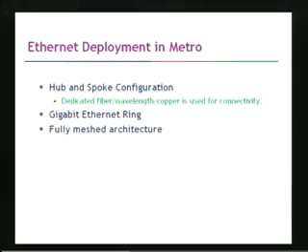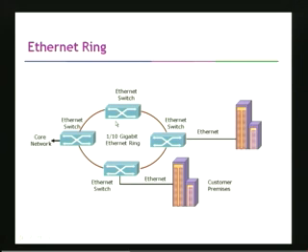Another one is that you can have a gigabit Ethernet based ring, or the third one is that you can have a fully meshed architecture and one can have a virtual ring over a mesh based system. So there are three possibilities of deploying Ethernet in the metro access architectures. This is like an Ethernet ring which is shown here. These are all Ethernet switches.